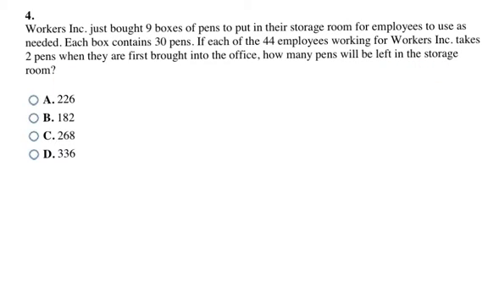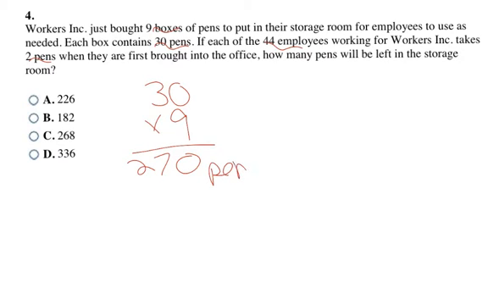So I know there are 9 boxes total, and each box has 30 pens. I also know there's 44 employees total, and that they each took 2 pens when they started their job. So how many pens are going to be left in storage? So I'm going to need to find out the total number of pens and the total number that employees took. So to find the total number of pens, I'm going to have to take 30 times 9. And when I do that, I get 270 total pens.